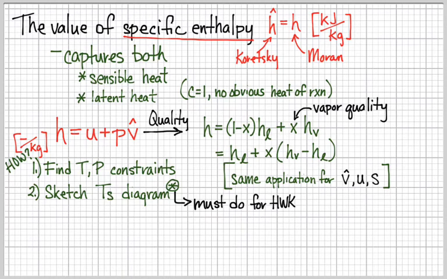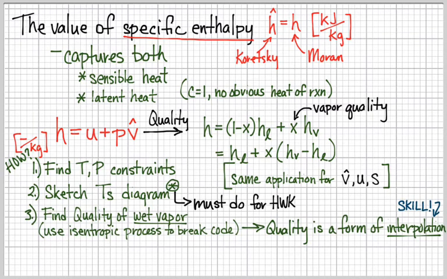This is one of those things where drawing the plots of the behavior of the cycle actually is part of the learning process. Then you find the quality of the wet vapor. That is the mixture of liquid and dry vapor. You find the quality of the wet vapor at state, say, 2, and you understand that you're going to use an isentropic process to break this code. You're going to assume that a vertical line means an isentropic process in the plot, and quality becomes a form of interpolation.